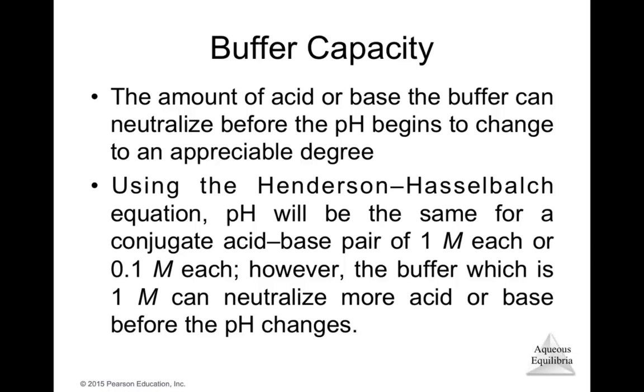So as long as we have the same concentration of the acid and the base pair, the effect of adding more acid or base will be the same as if it was a higher concentration of that acid-base pair. But the one that has a higher concentration can neutralize more acid or base than the one that has a lower concentration of the conjugate acid and base pair for that buffer.